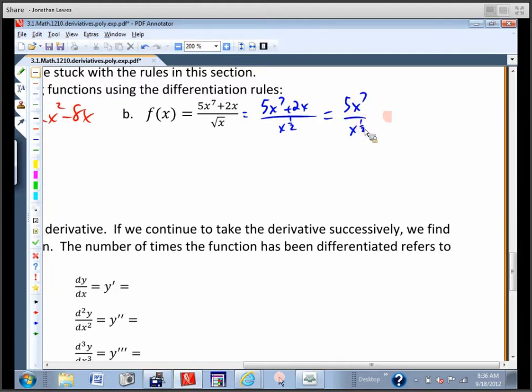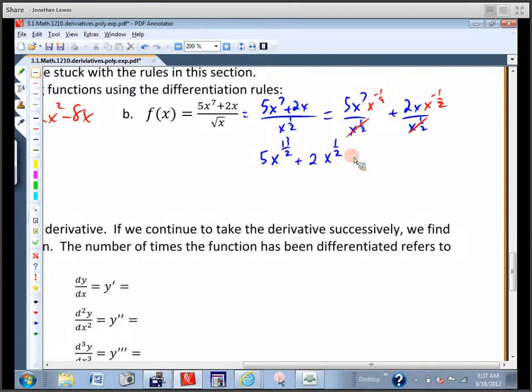So I'm going to rewrite this as 5x to the 7th plus 2x, over x to the 1/2. It's still a quotient, though, so I've got to somehow change it into sums and differences of power functions. So I'm going to write this as 5x to the 7th over x to the 1/2 plus 2x over x to the 1/2. And then if I did move this up like Ryan was suggesting, what happens to the exponent when I move it on the top? It becomes x to the negative 1/2, x to the negative 1/2, and then I add these together.